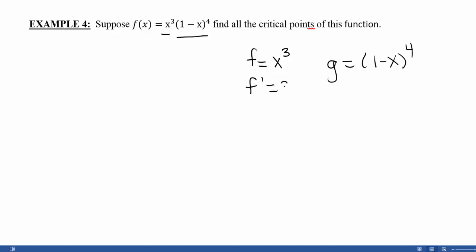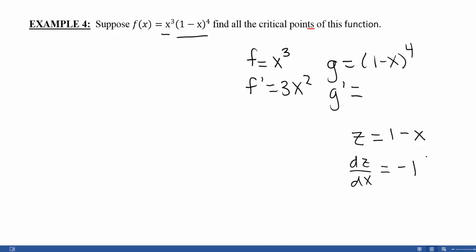The derivative of x cubed is 3x squared. Now for g prime, things are a little complicated because here I have to do a chain rule to find the derivative of g. So with my chain rule, I need to figure out what my substitution is going to be. So my z is going to be whatever is inside the parentheses, which is 1 minus x, and my dz dx is the derivative of that. So the derivative of 1 is 0, and the derivative of minus x is negative 1.